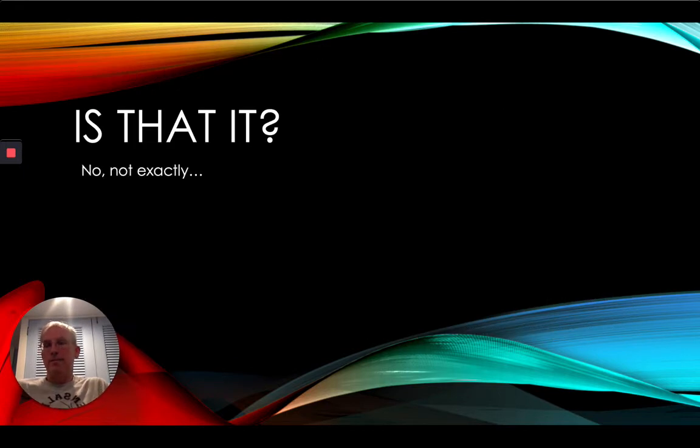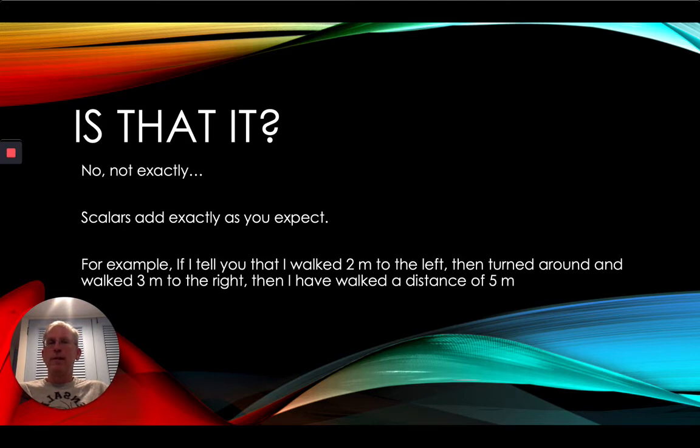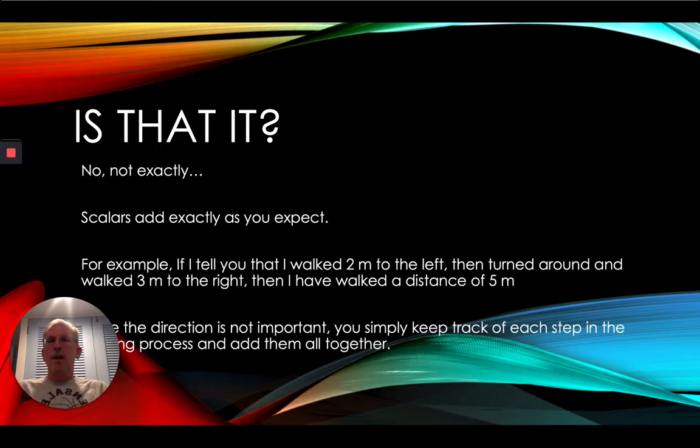So is that it? No, of course not. This is physics. Scalars, when you add them together, they add exactly as you would expect. 1 plus 1 equals 2. It's very simple. For example, if I tell you that I walked 2 meters to the left, and then I turned around and walked 3 meters to the right, I have walked 5 meters. No problem. We're all good there. Look, the direction is not important. You simply keep track of each step in the process, and then you add all those things together.